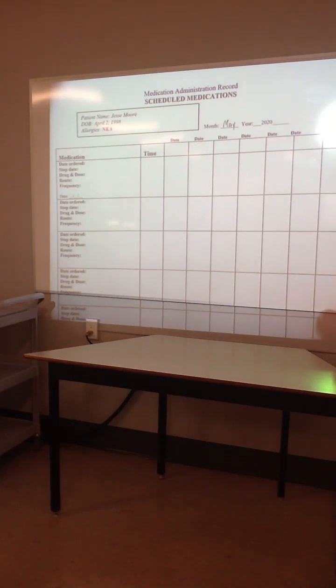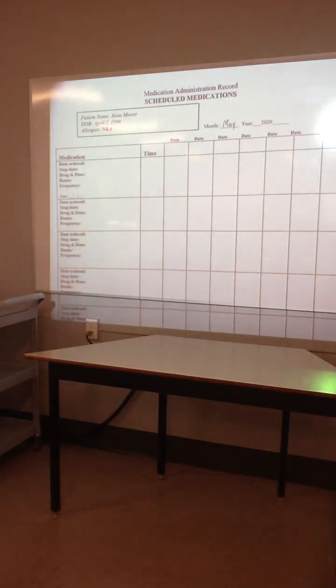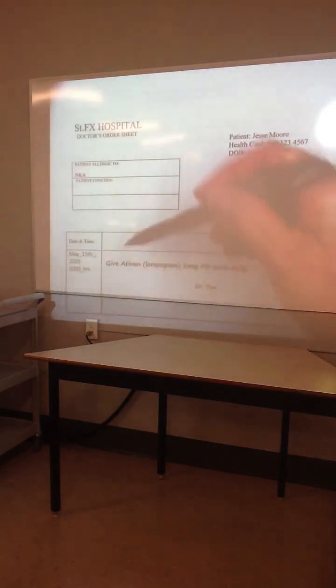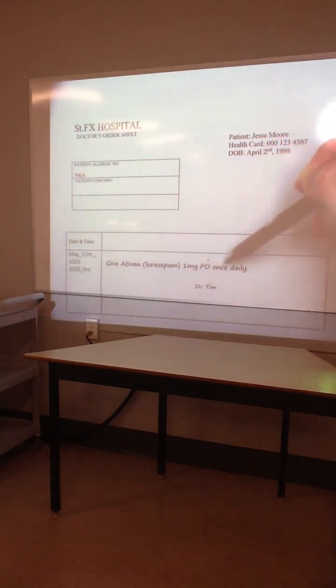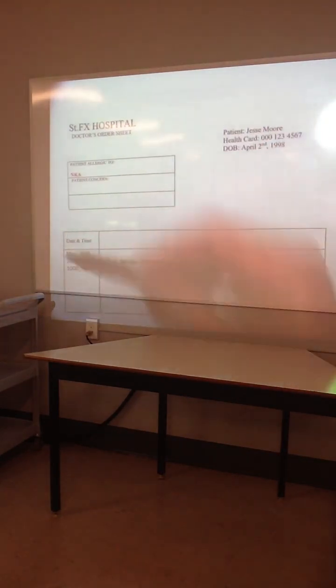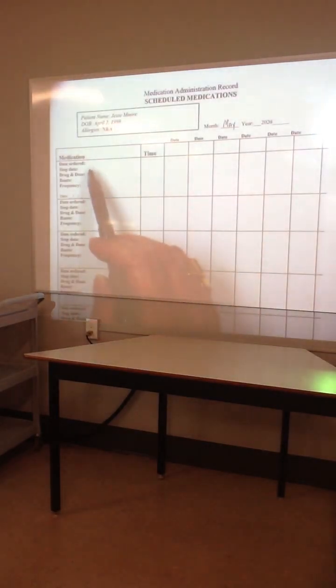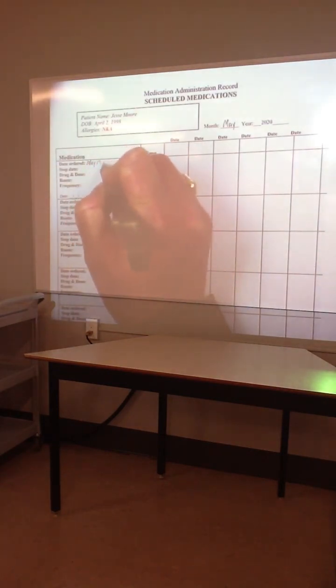We're going to start transcribing the doctor's orders. So the first part of our order, I'm just going to quickly put that for you to see again. It says give Ativan or lorazepam 1 milligram by mouth once daily. Okay, and we can see the date. So if I go back to my mark here, date ordered is May 15th. So I'm going to write in May 15th, 2020.